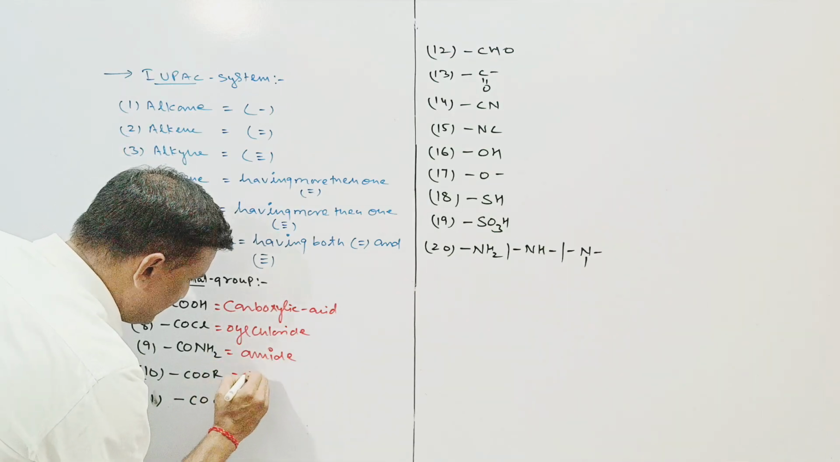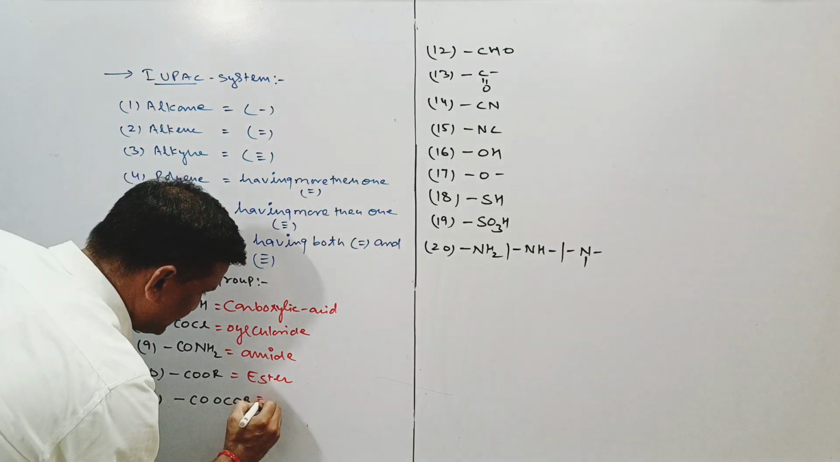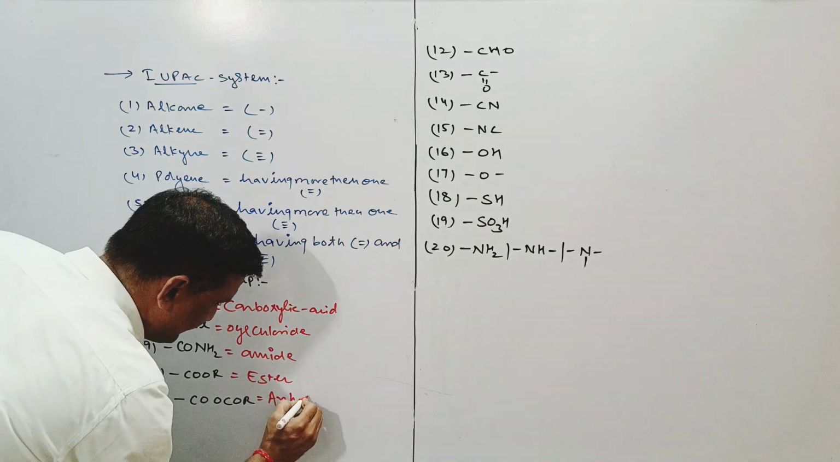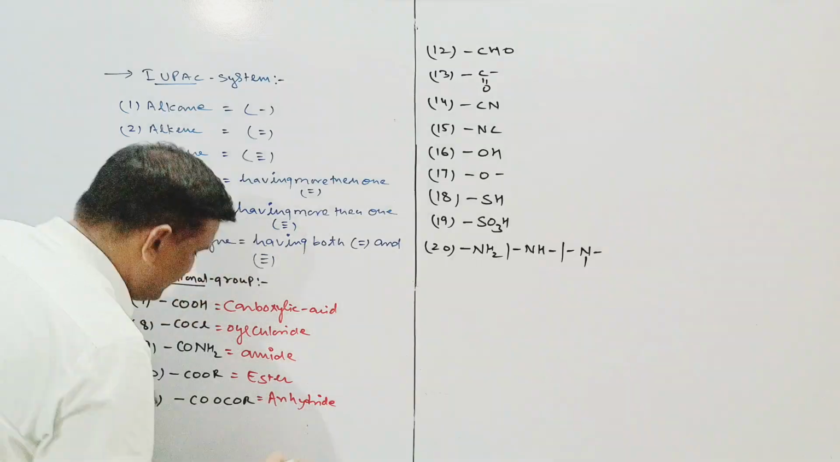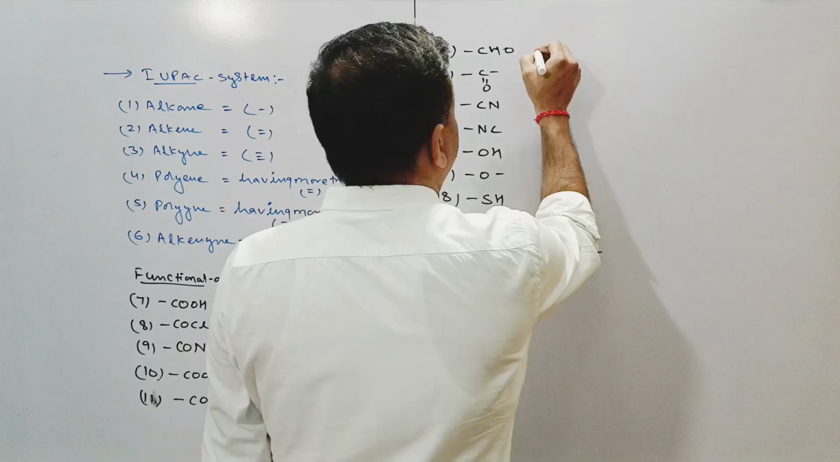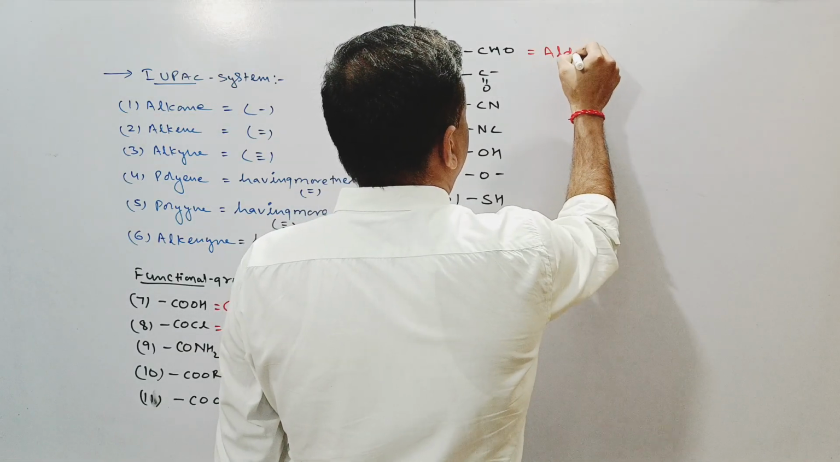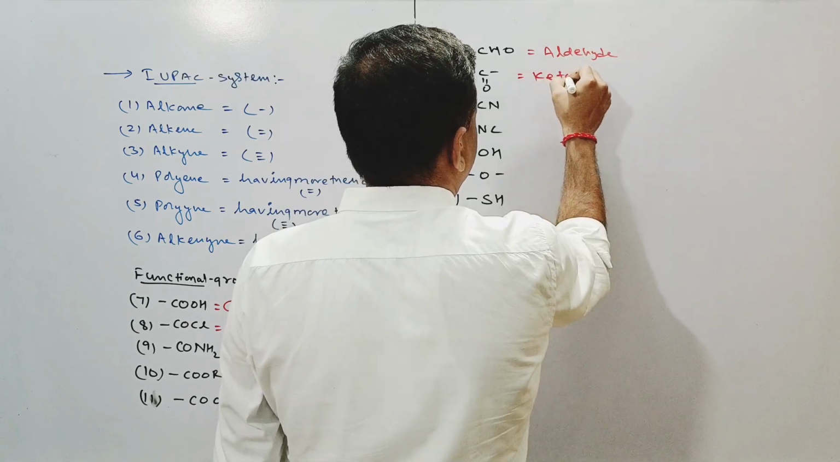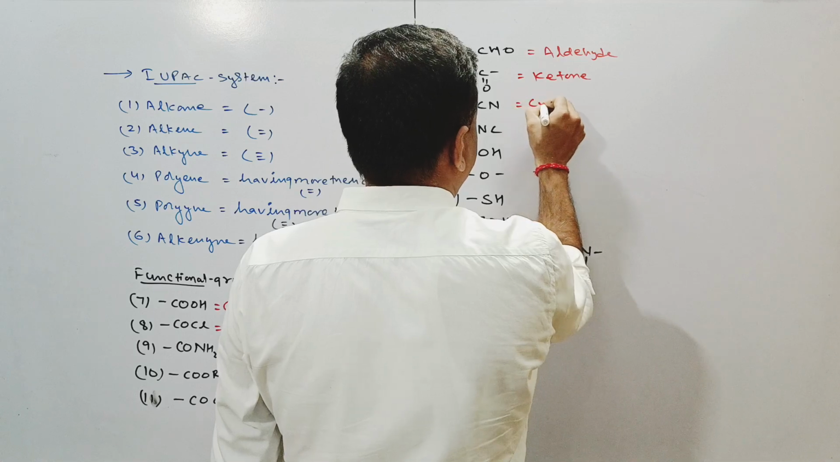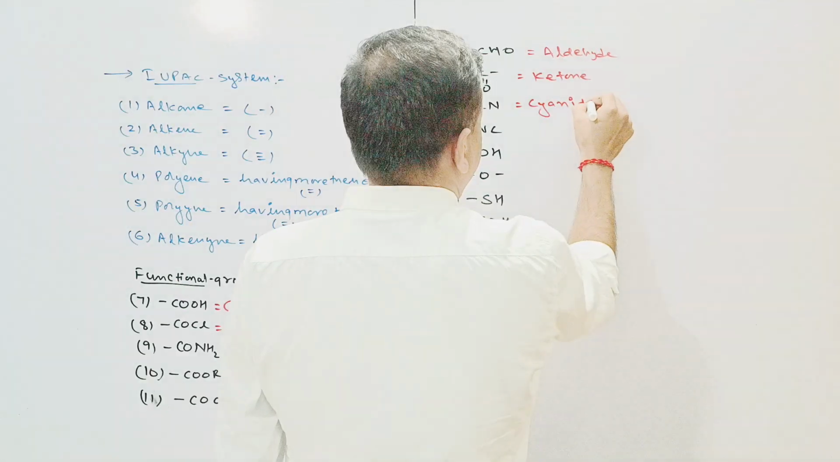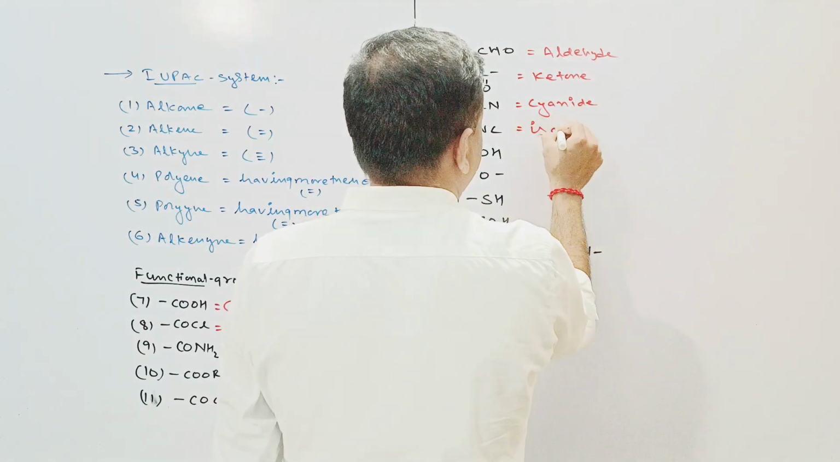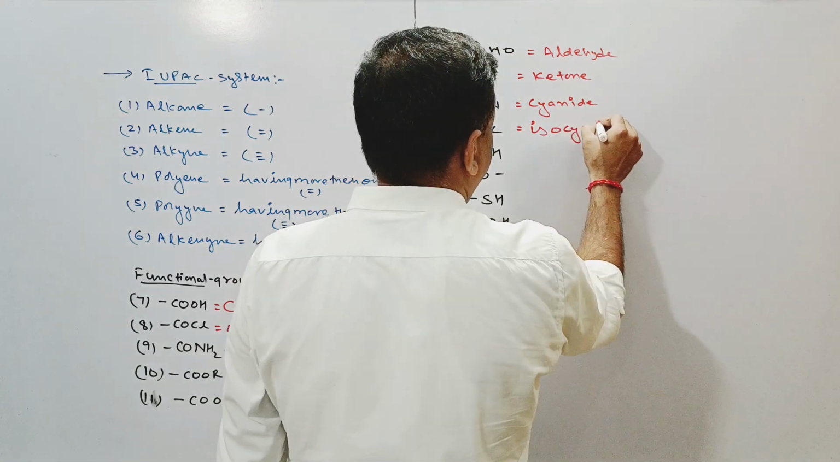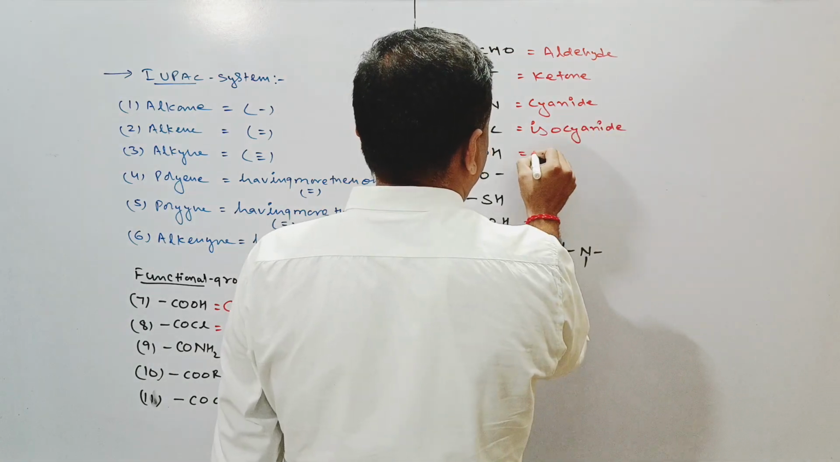This is the ester. This is the anhydride. This is the aldehyde. This is the ketone. This is the cyanide. This is the isocyanide. This is the alcohol.